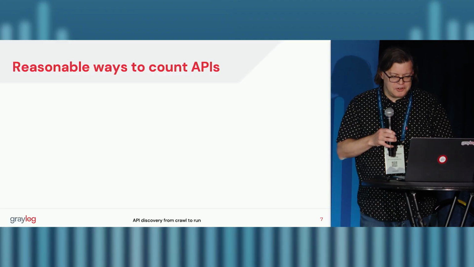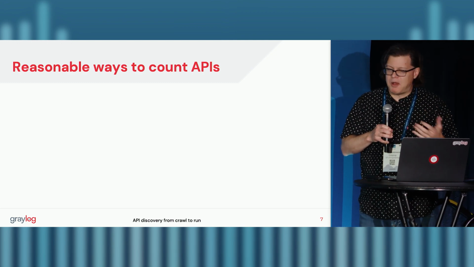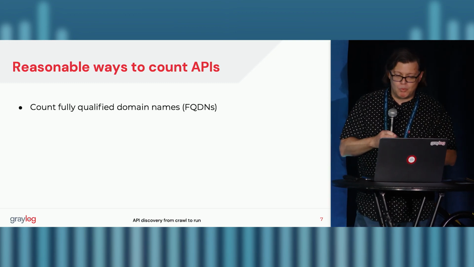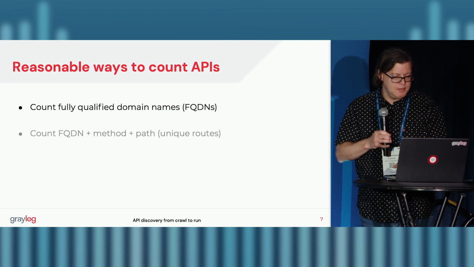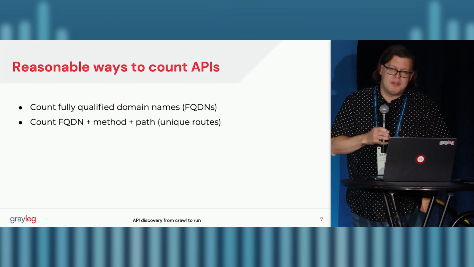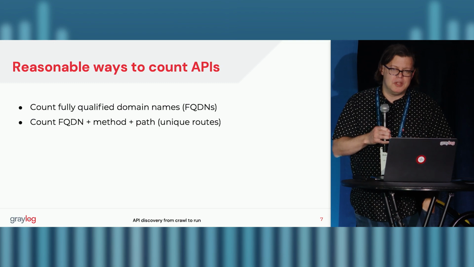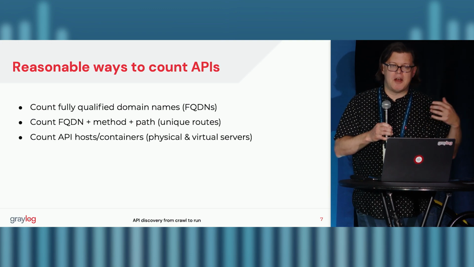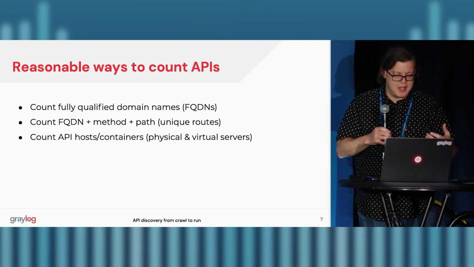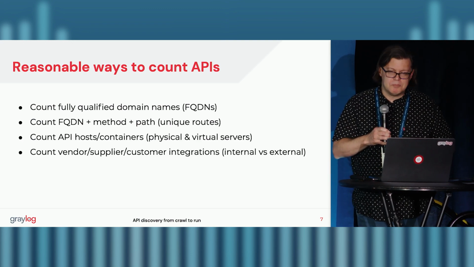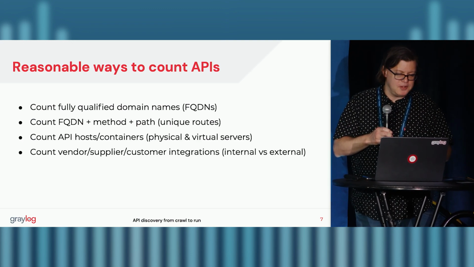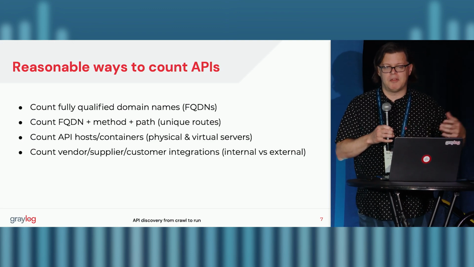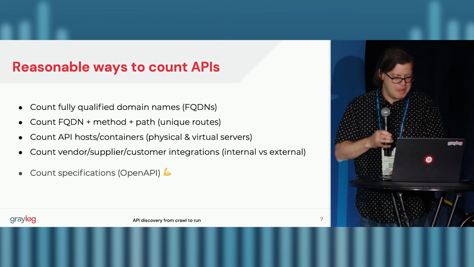When you really start to go into that and you ask people, well, how would you want to count your APIs? There's a bunch of really reasonable answers to that. One way, you could count the fully qualified domain names. You could count the method and path combinations. What are the unique routes? You could count the infrastructure. You could count the physical servers, the virtual servers, the VMs, whatever that is. Some folks, when you ask them to count their APIs, are going to start doing that in terms of internal versus external, or east-west versus north-south, and that's the way that they want to count.